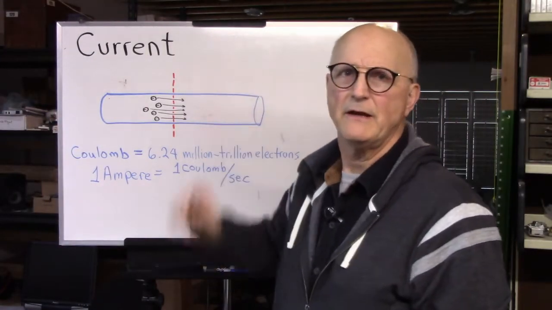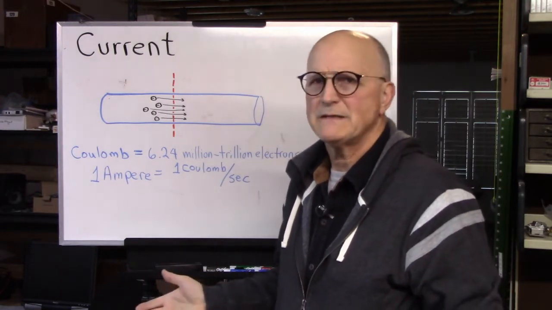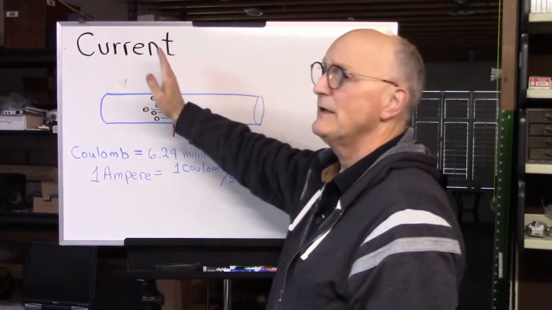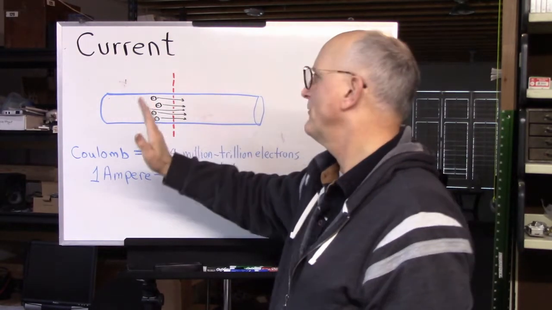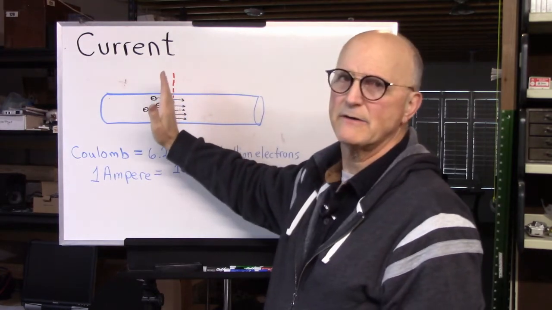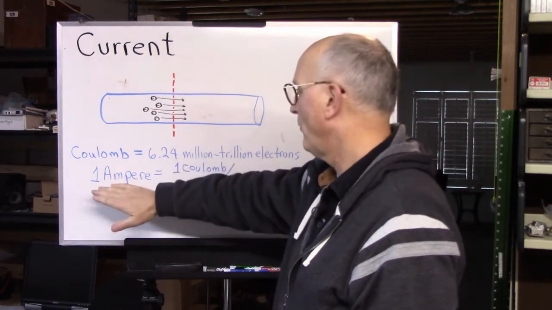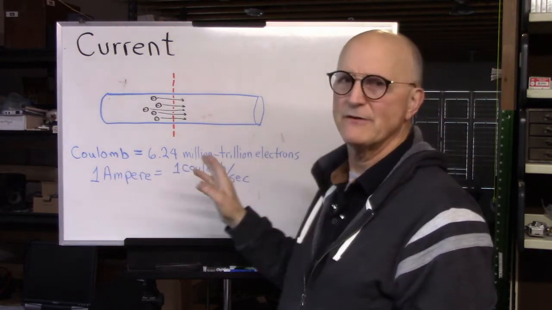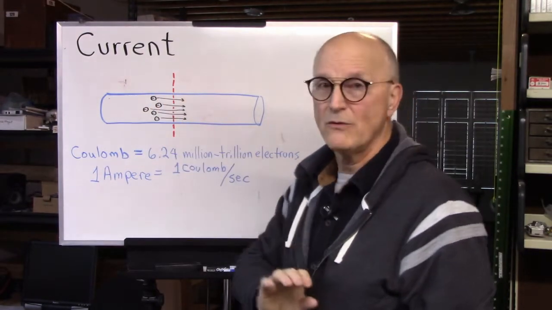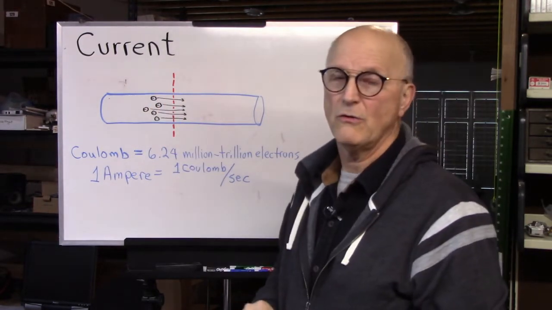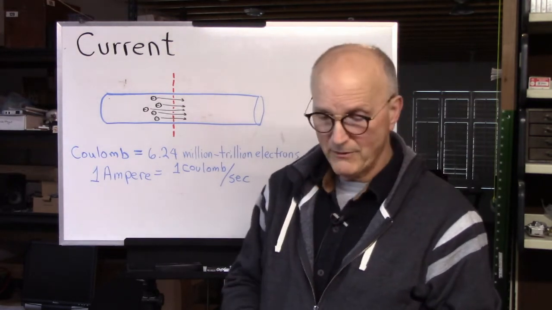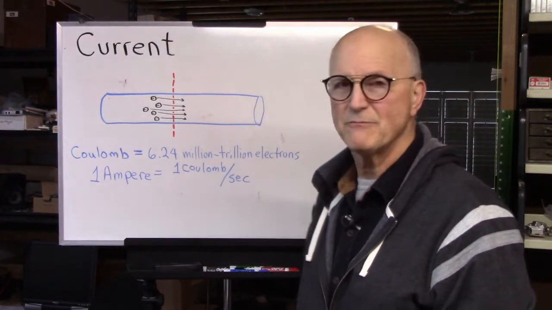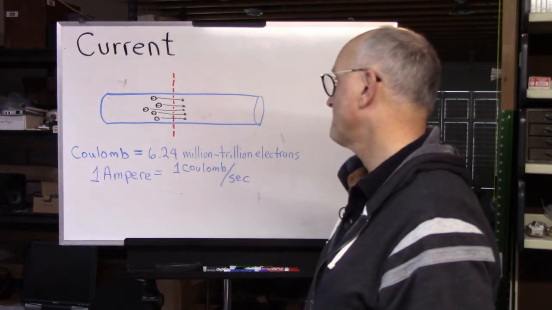Current is measured in amperes. So what exactly is an ampere? Well, an ampere, or current, is a measurement of the number of electrons passing a point in a conductor in 1 second. 1 ampere is 6.24 million trillion electrons passing that point in 1 second, or 1 coulomb per second. The term ampere is named after André-Marie Ampère, a French physicist and mathematician of the 19th century.